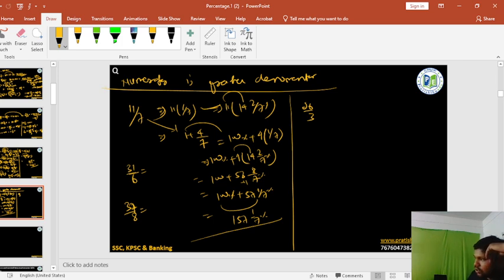1 by 7 is 14 2 by 7%. You all already know that, no? 1 by 7 is how much in percentage form? It is 14 2 by 7%. Write it down. And in the same way you multiply it. 4 by 7, I write.